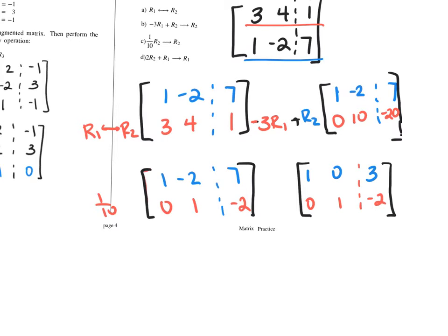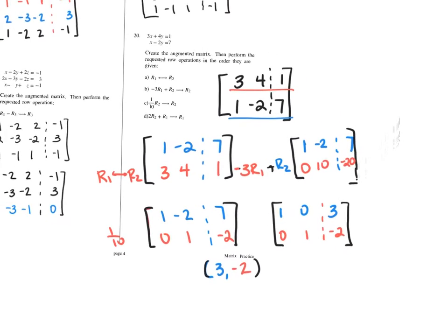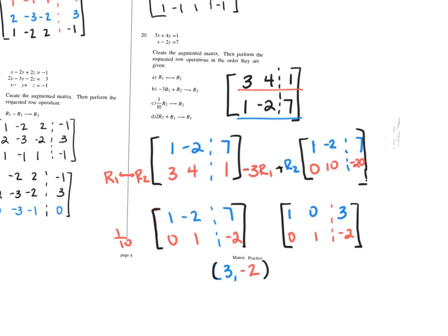And so now by doing all of this, I can see that my solutions are going to be 3 and -2. And we can go back and check these solutions. If you plug those back into the original matrix, they should give you the actual answer. And I'll show you real quick. 3 times 3 is 9, plus 4 times negative 2 is negative 8, so 9 minus 8 is 1. And then 1 times 3 minus 2 times a negative 2 is a positive 4, so that's 3 plus 4, which is 7. So those are your solutions.